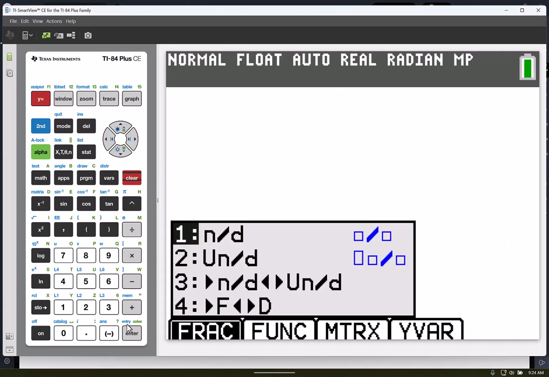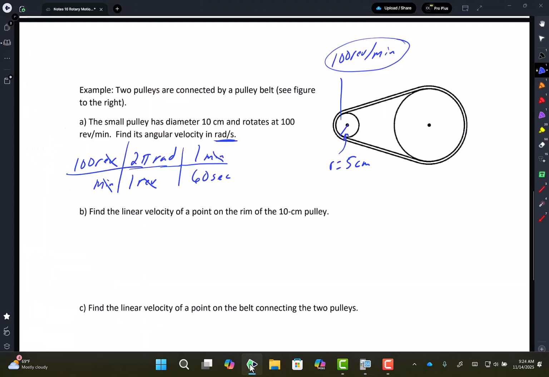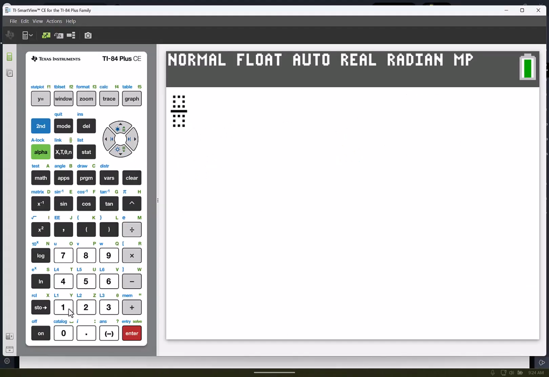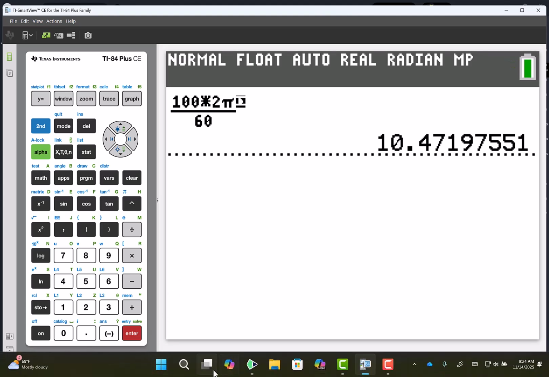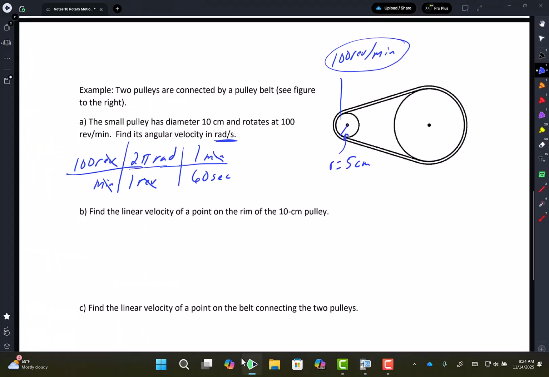Alpha y equals enter. And I'm going to type 100 times 2 pi divided by 60. So 100 times 2 pi. And then I'm going to put a 60 in the bottom. And I got 10.4719. Is that what you got? Yes. The more digits, the better.